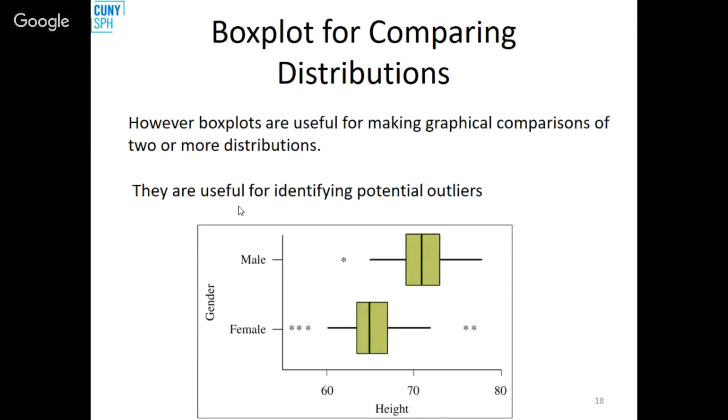One nice thing about the box plot is its quantitativeness, but its maybe bigger advantage over histograms is that it makes it easy to compare distributions by putting boxes side by side.